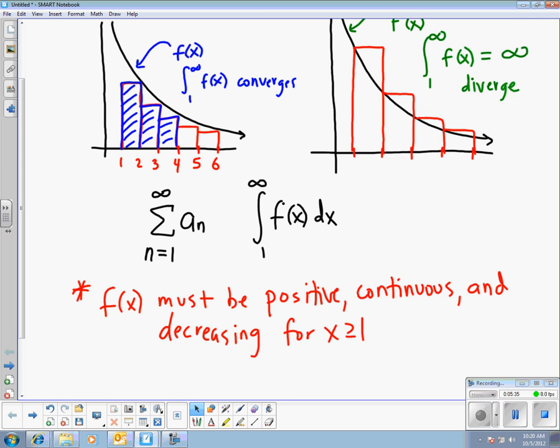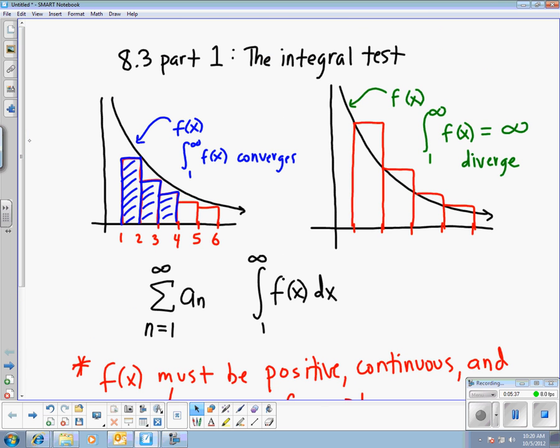That just means that your graphs look like these general pictures. You're going to have a smooth, downward, swooping graph towards the asymptote of the x-axis. If anything else is going on, if there are discontinuities, that voids this test from working. Okay? So I'm going to give you an example, one of each, one of convergence and one of divergence.